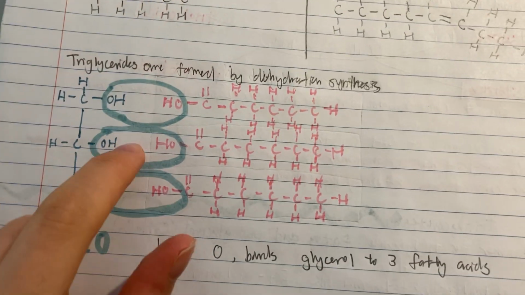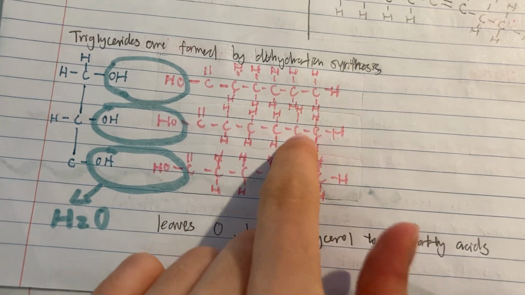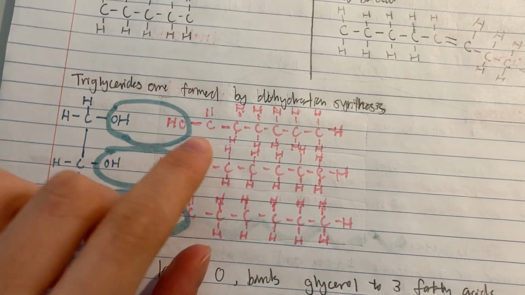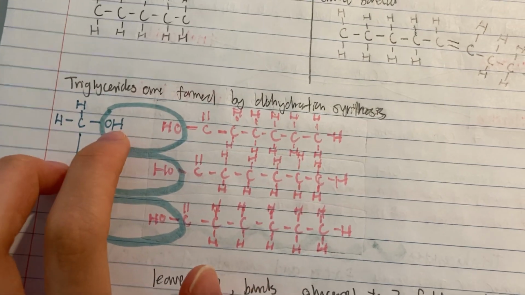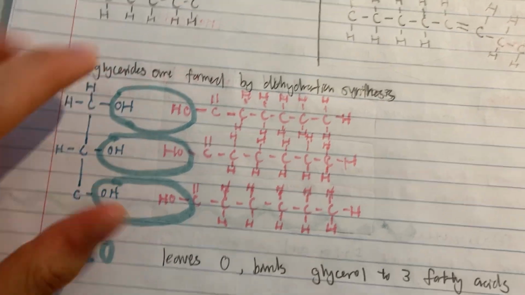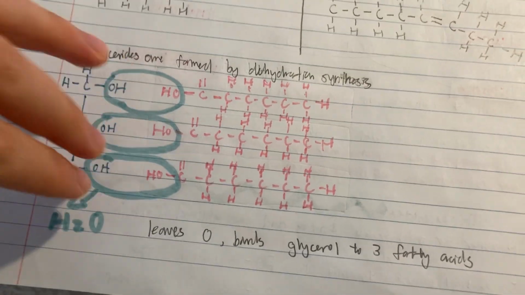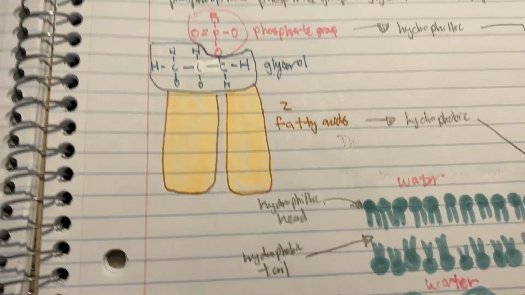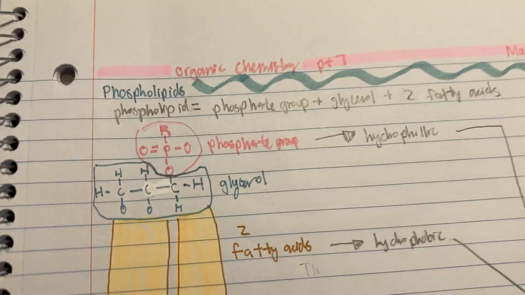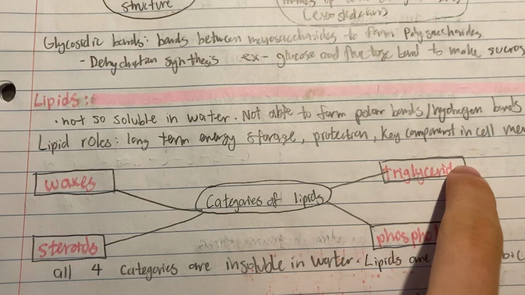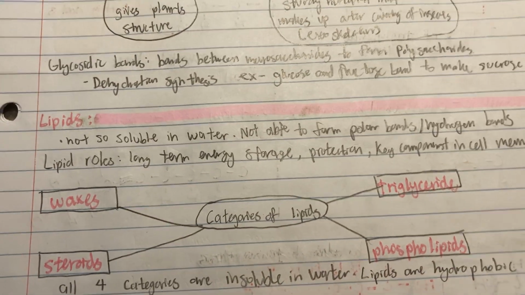And you can see here too. You see? So this is the glycerol, and these 3 are fatty acids. So you take the OH here and the HO here, and then you take the 2 H's and the O, you take it away, you get H2O, and then you leave behind O. And since there's 3 fatty acids, you get 3 H2Os. Okay, and then now that we're done with the triglycerides, let's move on to the next lipid category. So we just talked about triglycerides. Now we're going to talk about phospholipids.